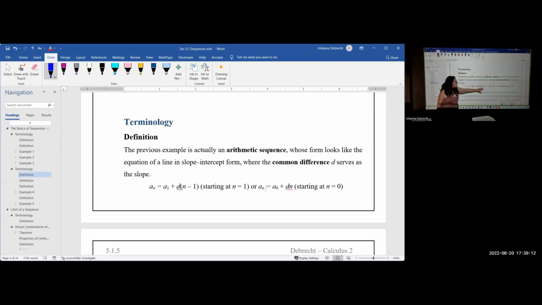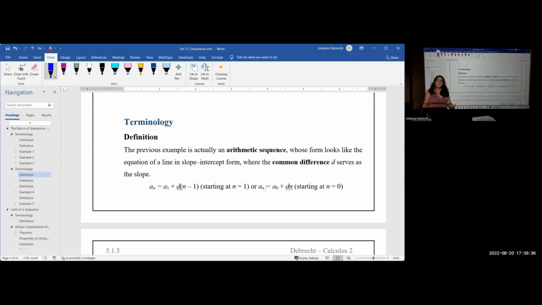So if we start at n equals 1, we have the formula a sub n is equal to a sub 1 plus d times n minus 1, where d is the difference between successive terms. If we start at 0, we can write a sub n is equal to a sub 0 plus d times n, or n times d, whichever way you want to write it, right? So hopefully this makes sense to you.